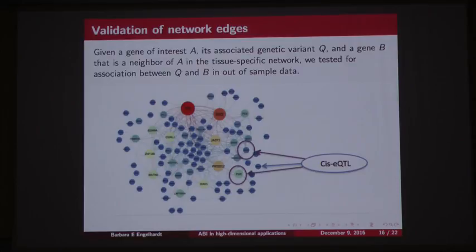So if we have a cis-eQTL, a mutation in the genome that we know affects gene A over there, what we can do is take this context in our data. For example, if this is a lung-specific network, we can take that cis-eQTL, that mutation, and test only for association with the neighbors of its direct target in that network. And when we do that, we can validate those edges. And we're going to do this out of sample so that we don't double dip into our data and the correlations that we know exist.